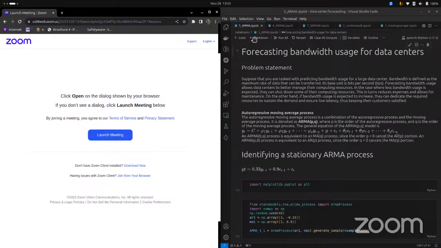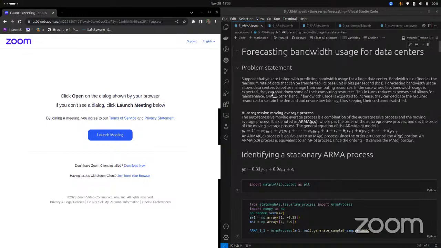I think I can share my screen. So hopefully my screen is visible now.